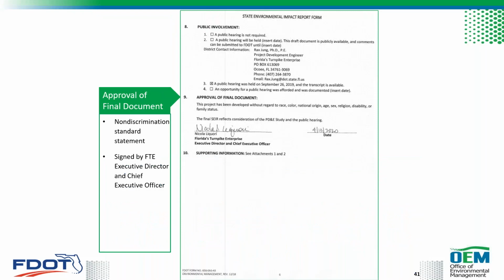The approval of final document section is going to include a non-discrimination standard statement as shown here, and the signature block for Turnpike approval of the SEER. And this particular SEER was approved by the Turnpike Executive Director and Chief Executive Officer.